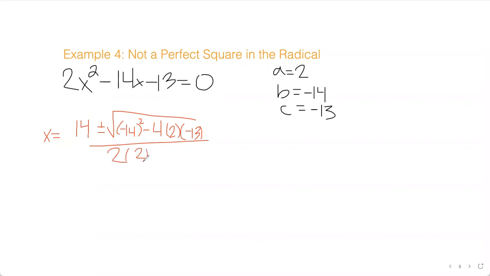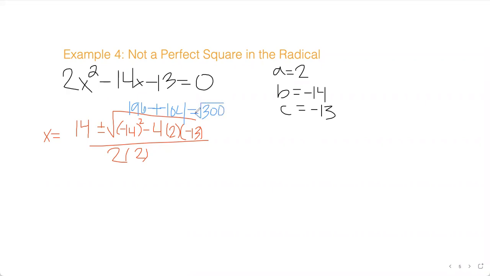2 times 2. Okay, got a lot of simplifying to do. So we're going to start with getting that radical down to one number. So negative 14 squared, 14 times 14 is 196. And then minus 4 times 2 times negative 13 is negative 104. So you're going to end up adding them together and you're going to get 300. Okay, so we have the square root of 300.